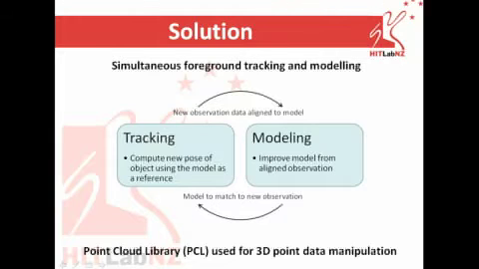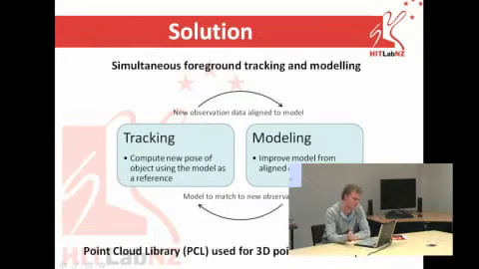So my solution to these problems was to do tracking and modelling in a sort of circular motion, to use one to inform the other. So initially, the tracking module receives a new observation from the Kinect. The pose of the object in this observation is found relative to the model. And that way we can align the new observation with the model. Then we pass it to the modelling stage, which updates the model based on this new observation. The modelling stage then passes this new model back to tracking, and the process repeats.